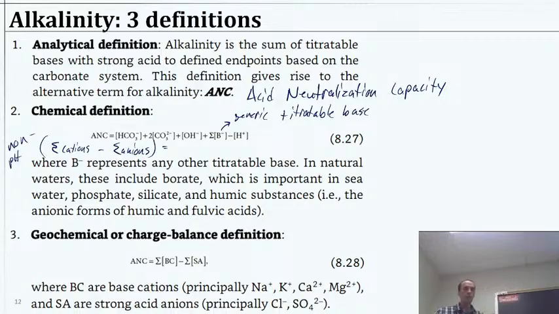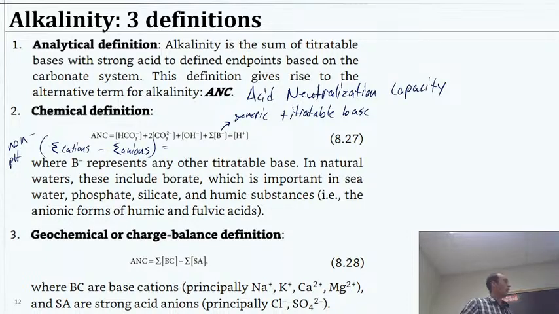The other way we can derive this, which I was getting ahead of myself on, is the geochemical or charge balance definition, where this would be the sum of the BC minus the sum of SA, which are these non-pH active cations, so strong bases and strong acid cations and anions. So the sum of things like sodium, potassium, calcium, magnesium, minus the sum of things like chloride, sulfate, and some others. Okay.